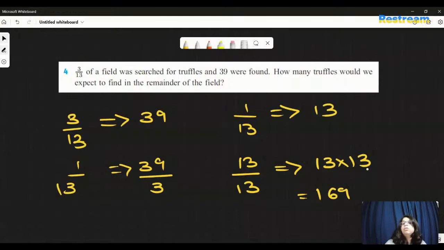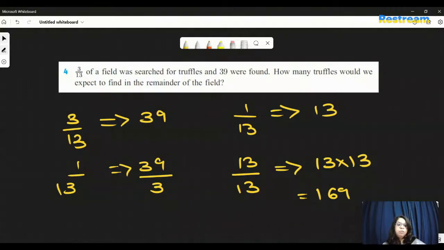So learning squares is also important. You should at least know your squares from 1 to 20. If 1 to 30, it's better. Your cubes from 1 to 20, and powers of 2 from 2 raised to 1 to 2 raised to 10, powers of 3 till 3 raised to 5, and powers of 4 till maybe 4 raised to 4. After that, you can just go till cube. Okay, so this was a small tip for today.